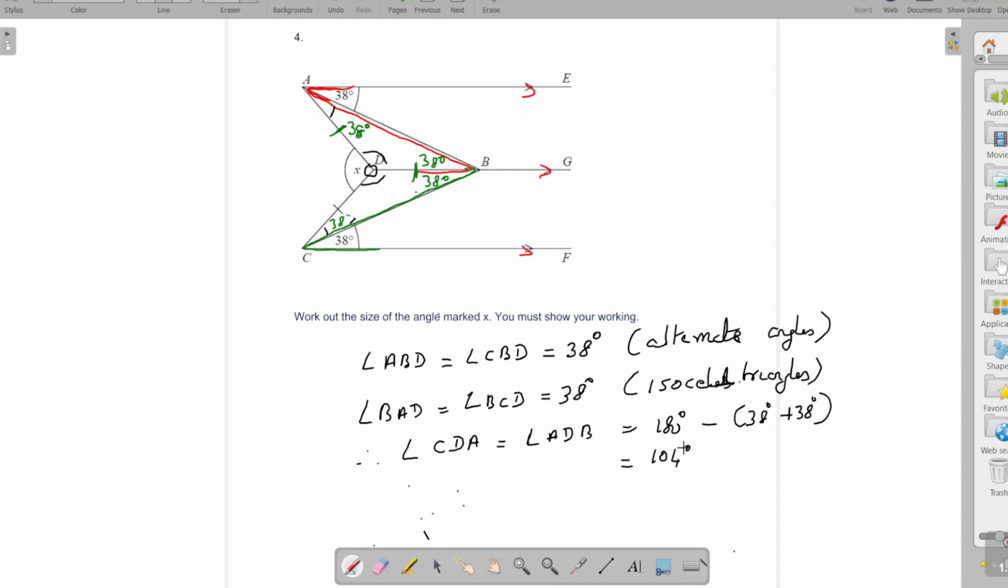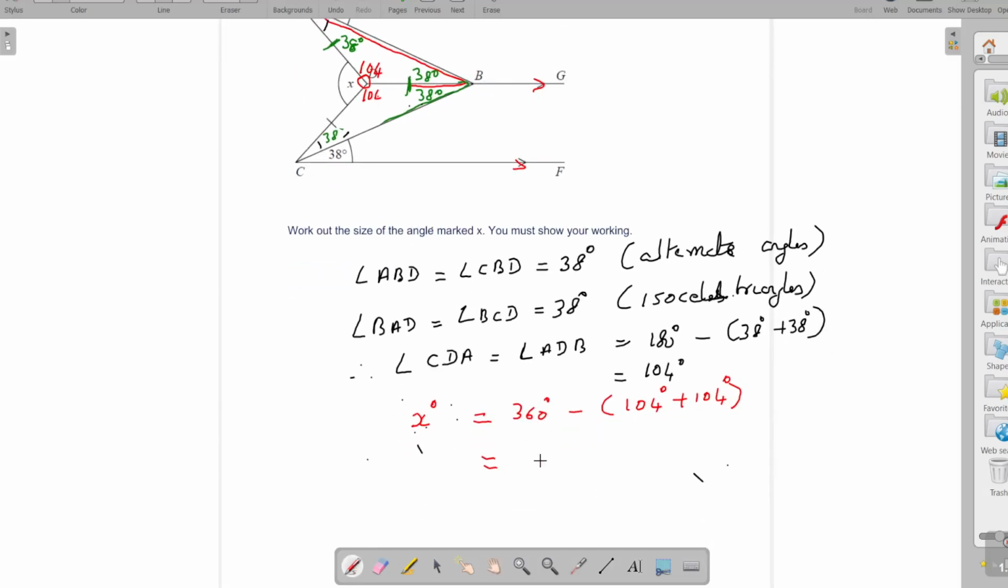So let's mark with the red actually. We know this is 104. Just tidy up a bit. Okay, so that is 104. That is 104. So we can find the x now. Therefore, x is 360 take away 104 plus 104. That's 208. Therefore, 360 take away 208 will be 152.